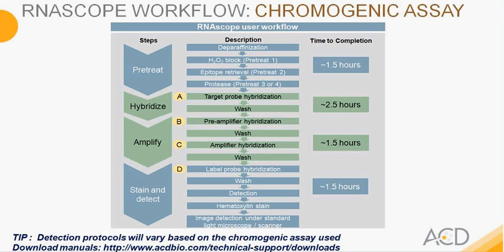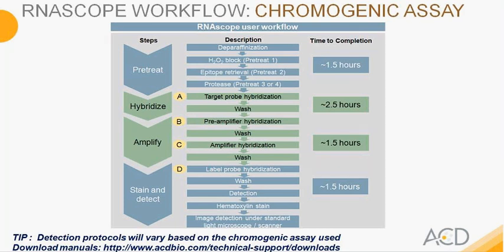The first will be pretreatment 1, which is a peroxidase blocking step. Next is an epitope retrieval step that includes boiling. And third is a protease step, which is required for unmasking the target. The next step is target probe hybridization that typically requires about 2 hours, followed by a wash. This is followed by preamplifier binding and a series of washes and amplifications.